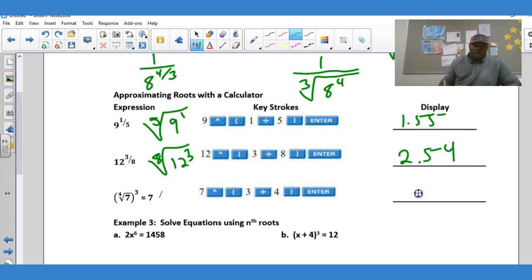All right. And then this one right here just says rewrite it. See how this is equal to 7? We're going to rewrite this. So remember, that's the power, that's the numerator. The index is your denominator. So 7 to the 3/4. Then just solve that in your calculator, okay?